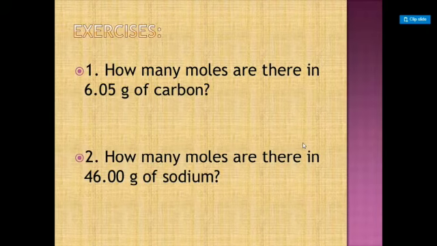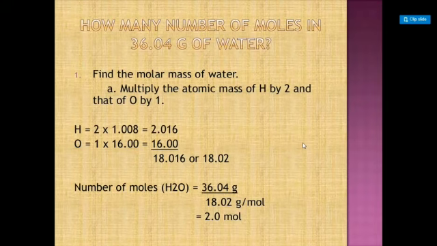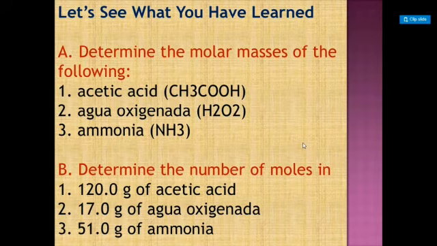So if you understand properly, then do this numerical. Let's see what you have learned. Determine the molar mass of the following: acetic acid, hydrogen peroxide H2O2, ammonia NH3. Determine the number of moles.